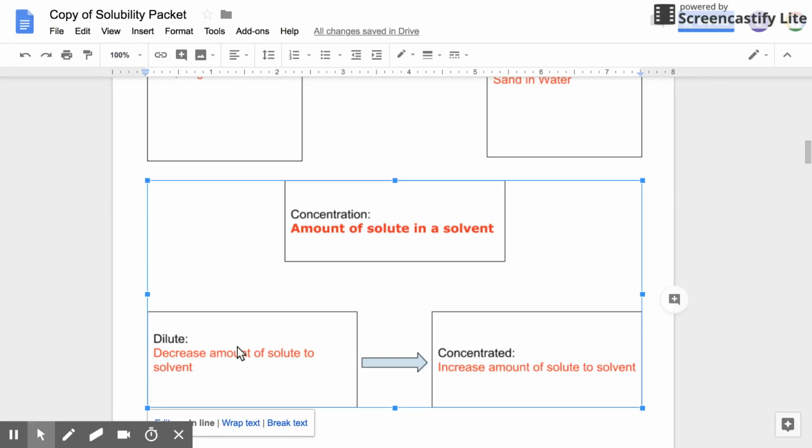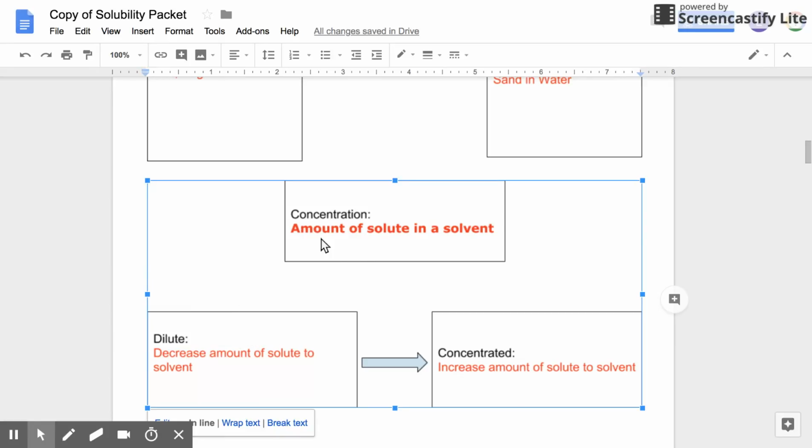So you're now looking at that. You may also increase the amount of solvent, which is the water in this case, to be able to make it diluted. And you might also be able to decrease the amount of solvent in this solution to be able to make it more concentrated. So depending on what you're looking at.